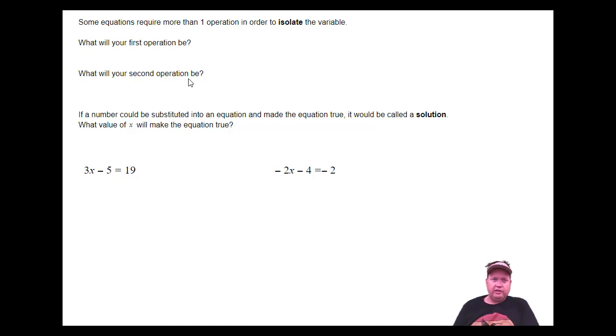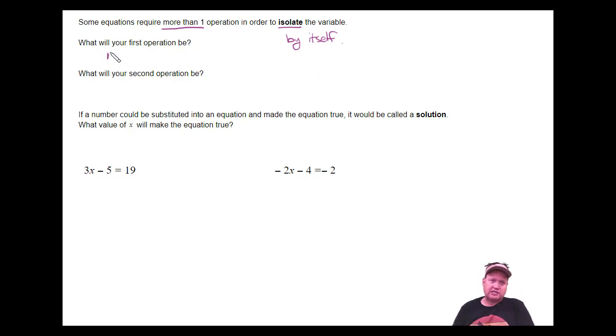In that first lesson, we looked at equations that really only required one operation to solve. Those were called one-step equations. And today we're going to take a look at equations that take more than one operation in order to get the variable by itself. To isolate the variable means we want it by itself, which means anything next to it has to go.